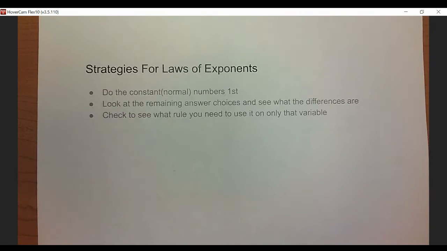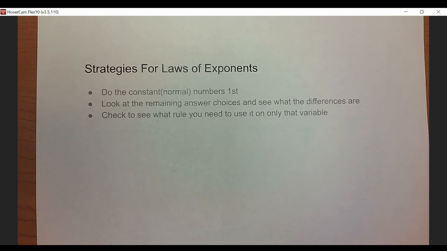Here's some strategies. First thing, not all the time, sometimes they give us problems where they have big numbers, constant normal numbers. We want to do those first because we can plug those into the calculator. Usually they're never going to give us the answer, but they're going to kick out 2 of them. They're going to narrow it down to a 50-50 coin flip, right? So once we do that, we're going to look at the remaining answer choices and see what the differences are. We want to do this anyway.